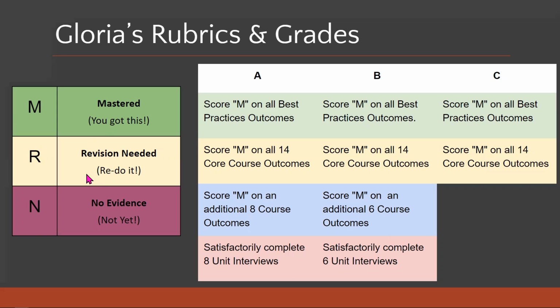And so basically, an M is that they've mastered it. They can check it off their list. If they get an R, they either need to redo it or resubmit it or get retested on it. And N is no evidence. So that's something, if they didn't give me enough evidence or they left it blank, that's what I would use for that.